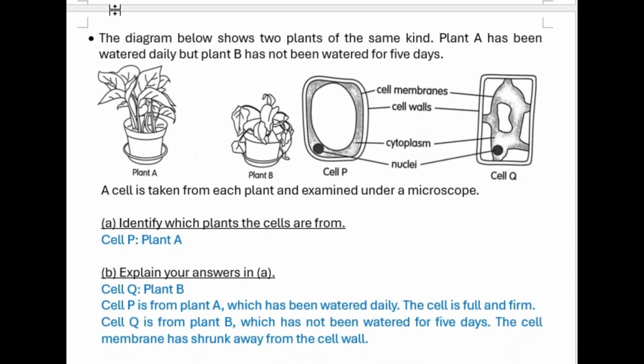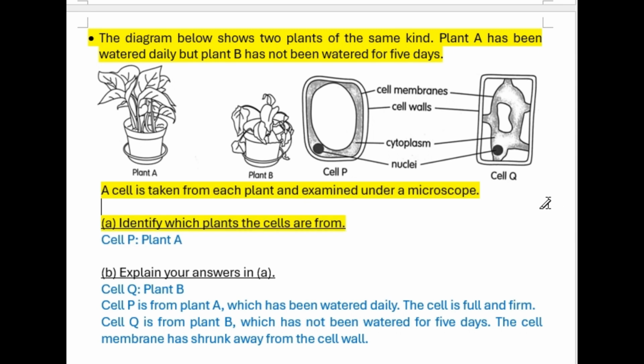The diagram below shows two plants of the same kind. Plant A has been watered daily, but plant B has not been watered for 5 days. A cell is taken from each plant and examined under a microscope. A. Identify which plants the cells are from. Cell P, plant A. Cell Q, plant B.